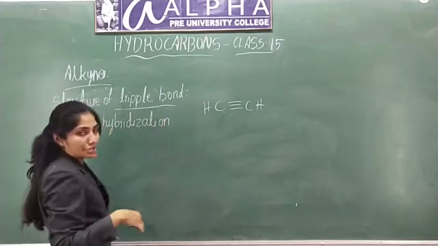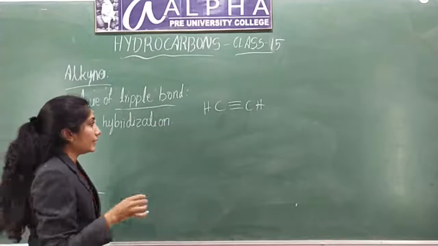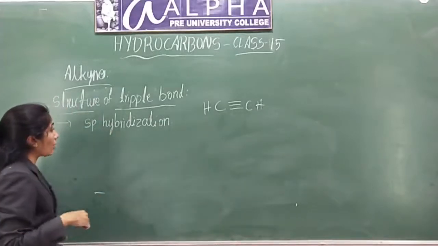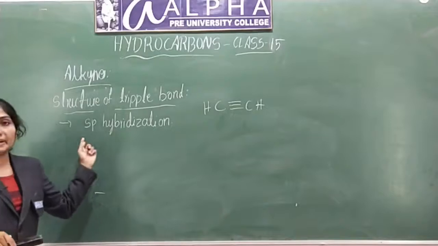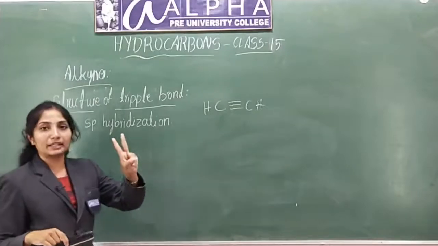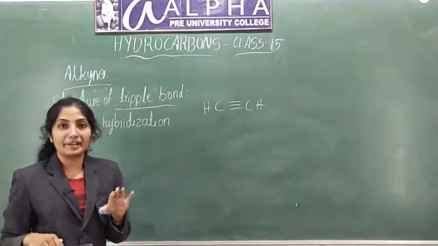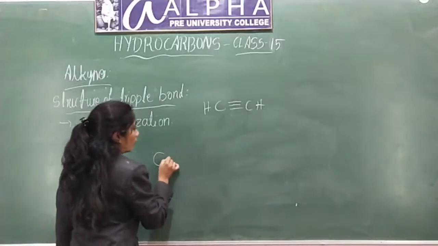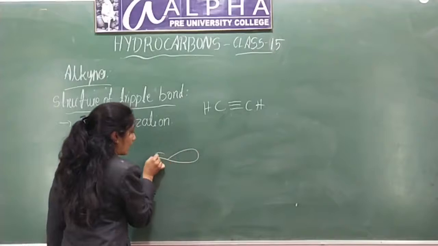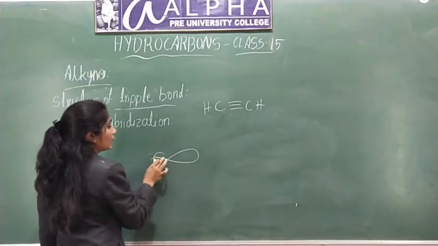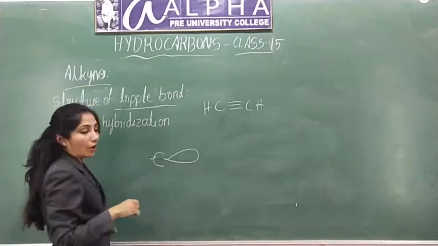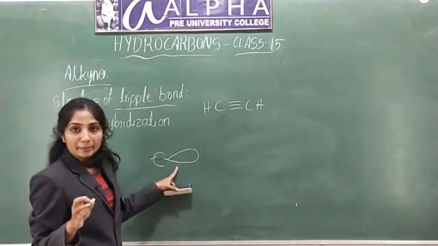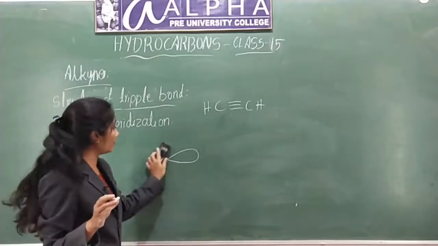The hybridization will be sp. It contains how many hybrid orbitals? Two sp hybrid orbitals. That means each carbon contains 2 hybrid orbitals. Among those 2 hybrid orbitals, 1 hybrid orbital will overlap with the sp hybrid orbital of the other carbon atom.